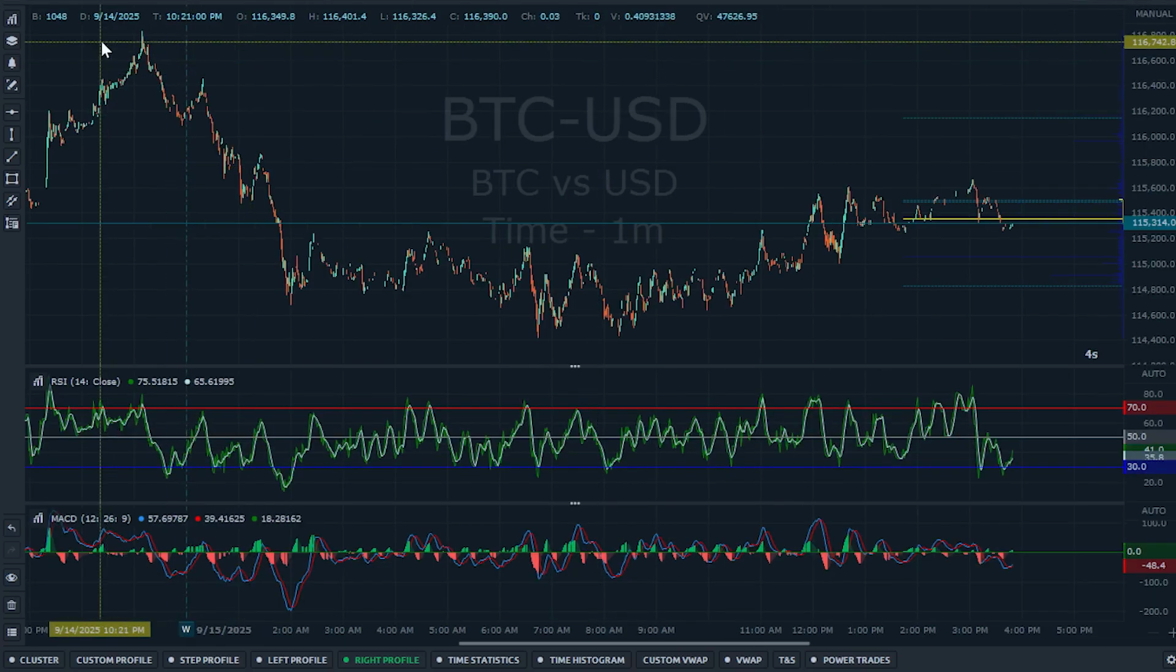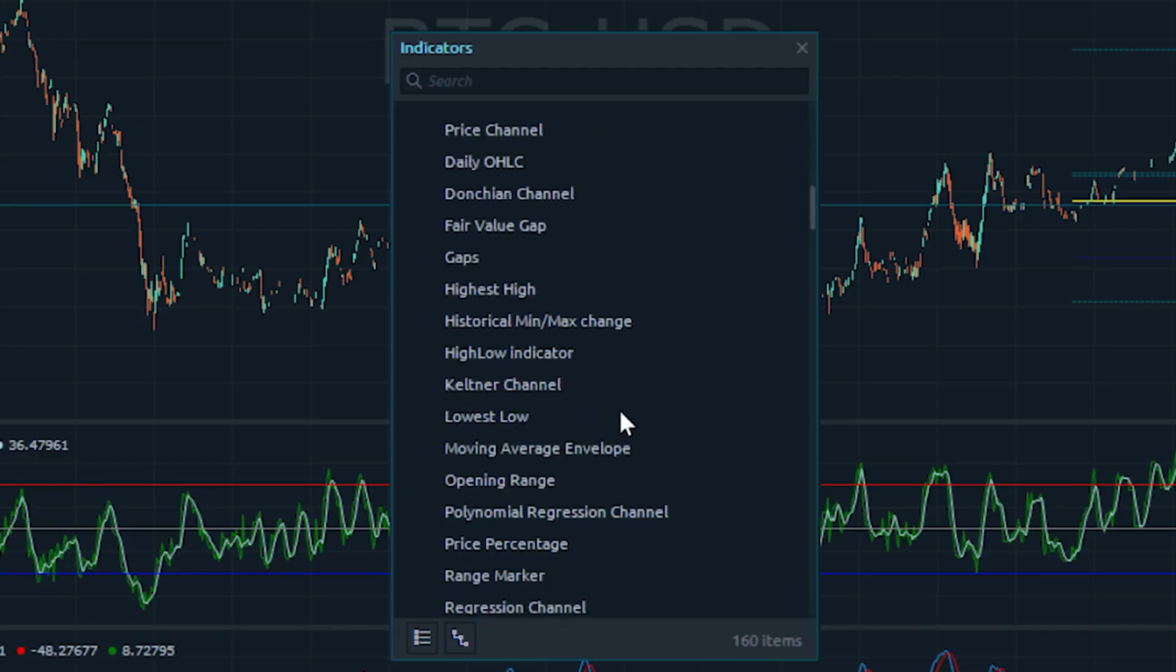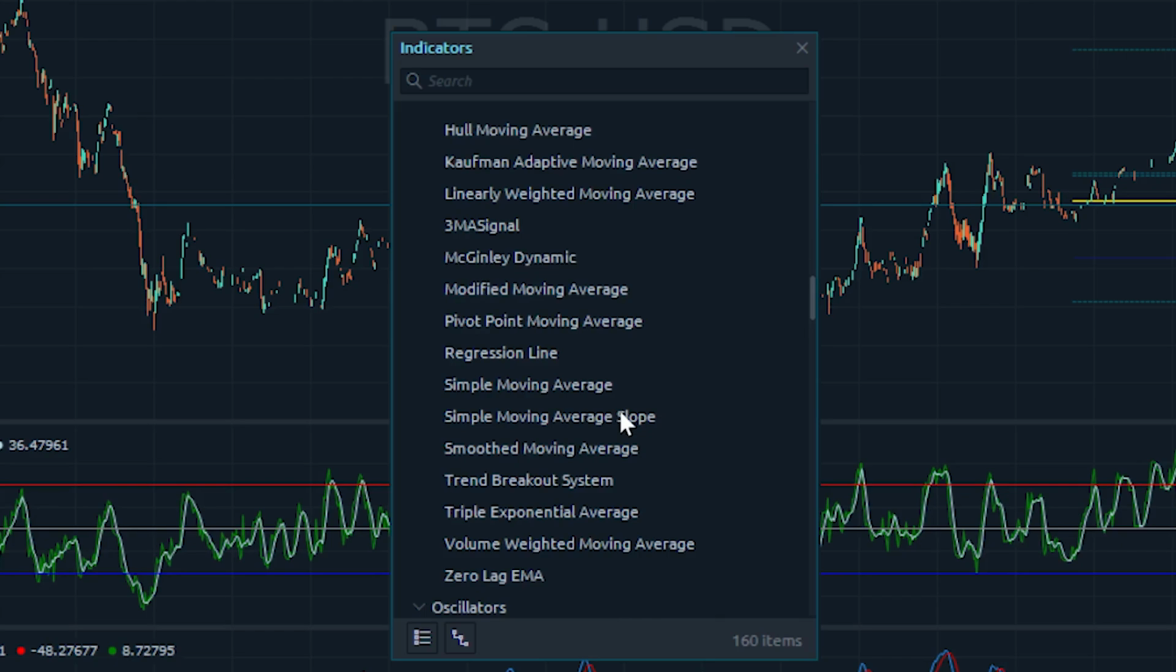The other thing I want to point out is that Quantower comes with more than 160 built-in technical indicators. You'll find all of the common indicators like MACD, moving averages, relative strength index, Bollinger Bands, and more. You can create your own technical indicators in Quantower, but to do so, you're going to need C# programming knowledge.